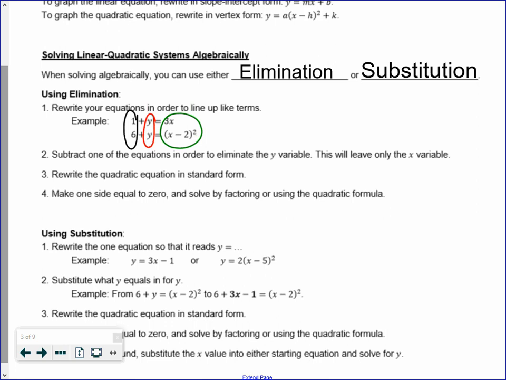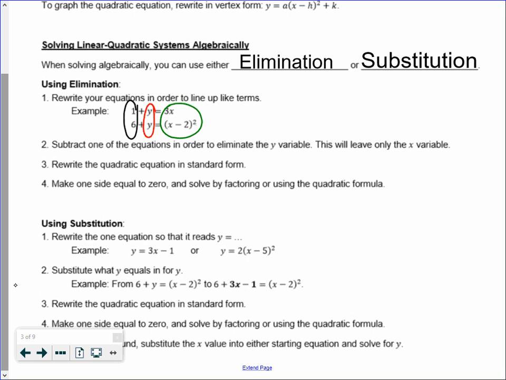Then after we do that, we're going to have one equation with only x's, so we're going to rewrite that quadratic equation into standard form, make one side equal 0, and then solve that quadratic however you like. Factoring will probably be the easiest if you can do it that way. Some quadratics you cannot factor, and you have to use the quadratic formula or completing the square. But nine times out of ten, even more often than that, the quadratic formula will be much, much easier than completing the square.